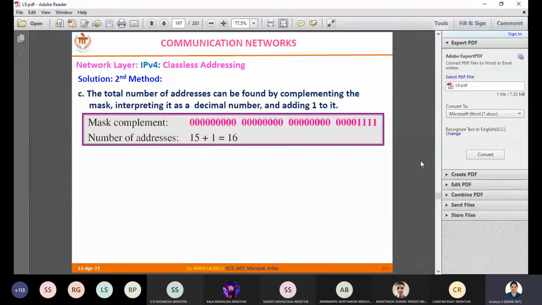Okay, and how do you find out the total number of addresses? It can be found by complementing the mask and interpreting it as a decimal value. So what is the complement of this? It would be a 1 followed by 4 zeros, which will be 16.